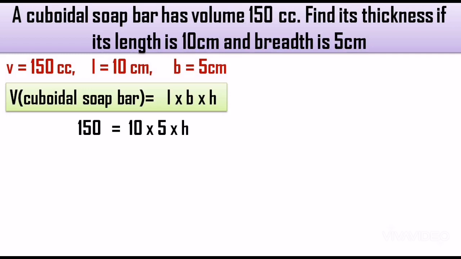Now on the right hand side of the equality, we have numbers 10 into 5. We will carry out the multiplication and the remaining part of the equation will be written as it is. So that means 10 into 5 we get answer 50 and the remaining part of the equation will be written as it is. Now boys and girls, this is a very important step.